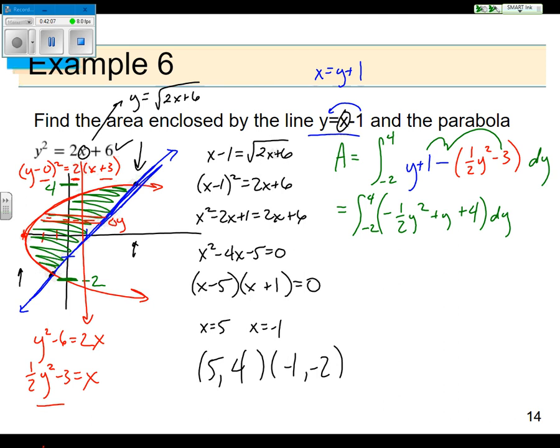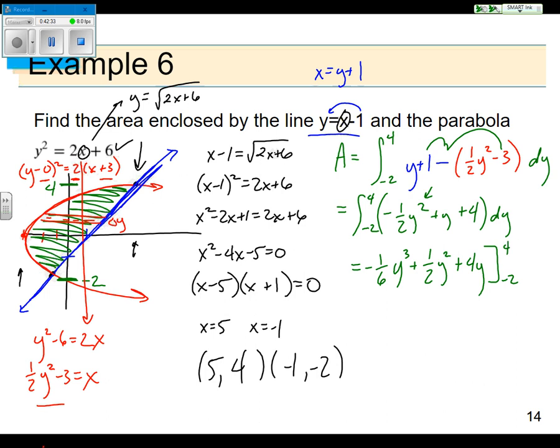Okay, so finding this area, I'm going to raise this exponent by 1. It's going to be y cubed. Put it over the new exponent. That's going to be -1/6. Okay, 2 times 3 will give me that 6. Raise the exponent by 1. Put it over the new exponent. Raise the exponent by 1. Put it over the new exponent.